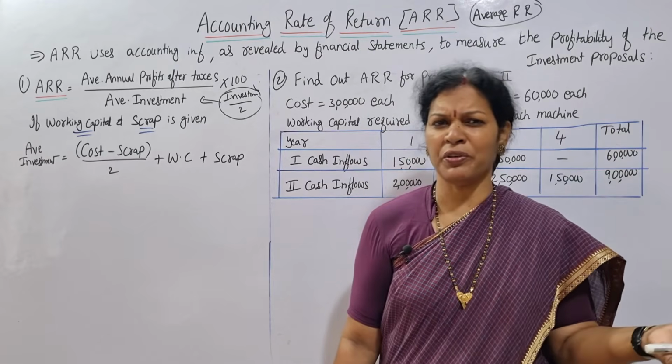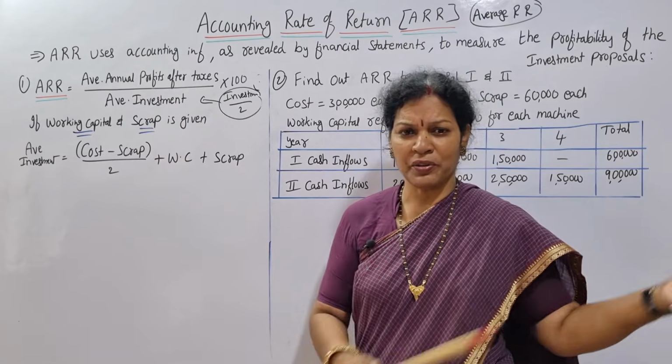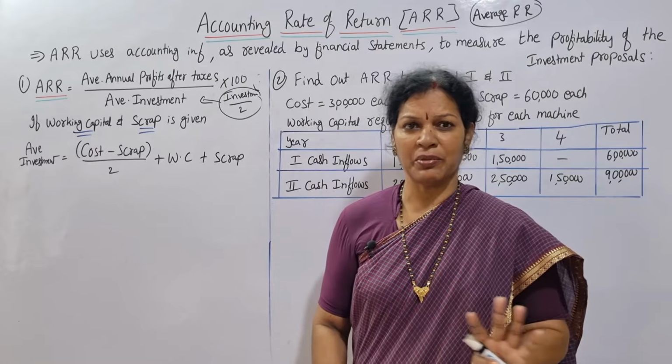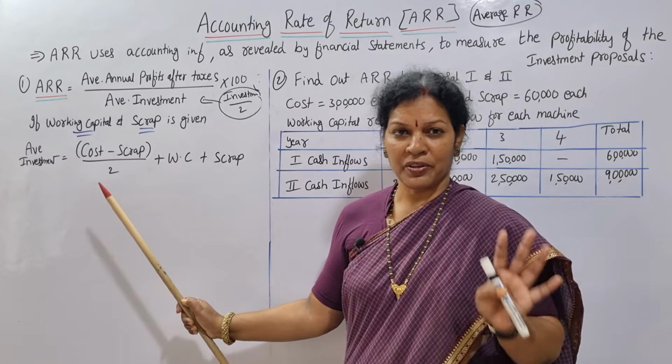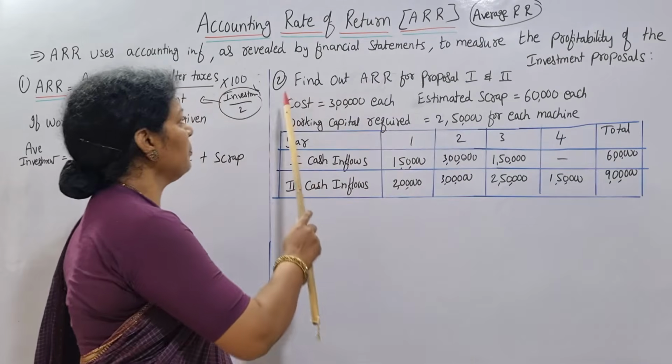Average profit is as it is. How do you calculate average profit? Total profit divided by how many profits you have taken. Same one, no change. Only this one. I want you to be perfect and thorough, so I've taken this problem. Now see the problem, small problem.